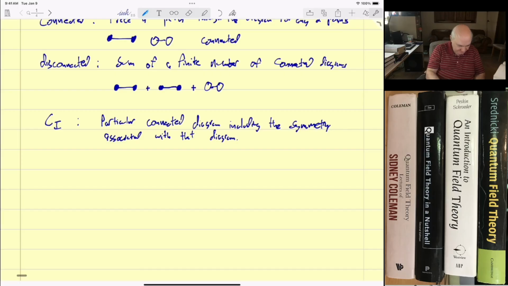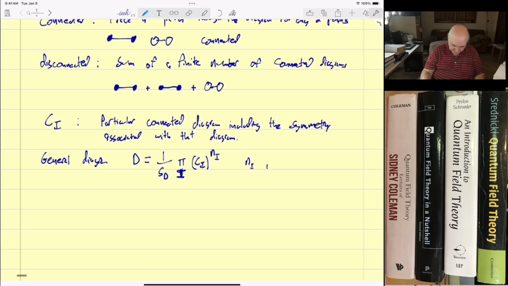A general diagram, let's call it D. Well, I'll give the formula first and then explain it. 1 over S_D, the product over I of C_I to the N_I. Now N_I is an integer that counts the number of times that C_I occurs in D.